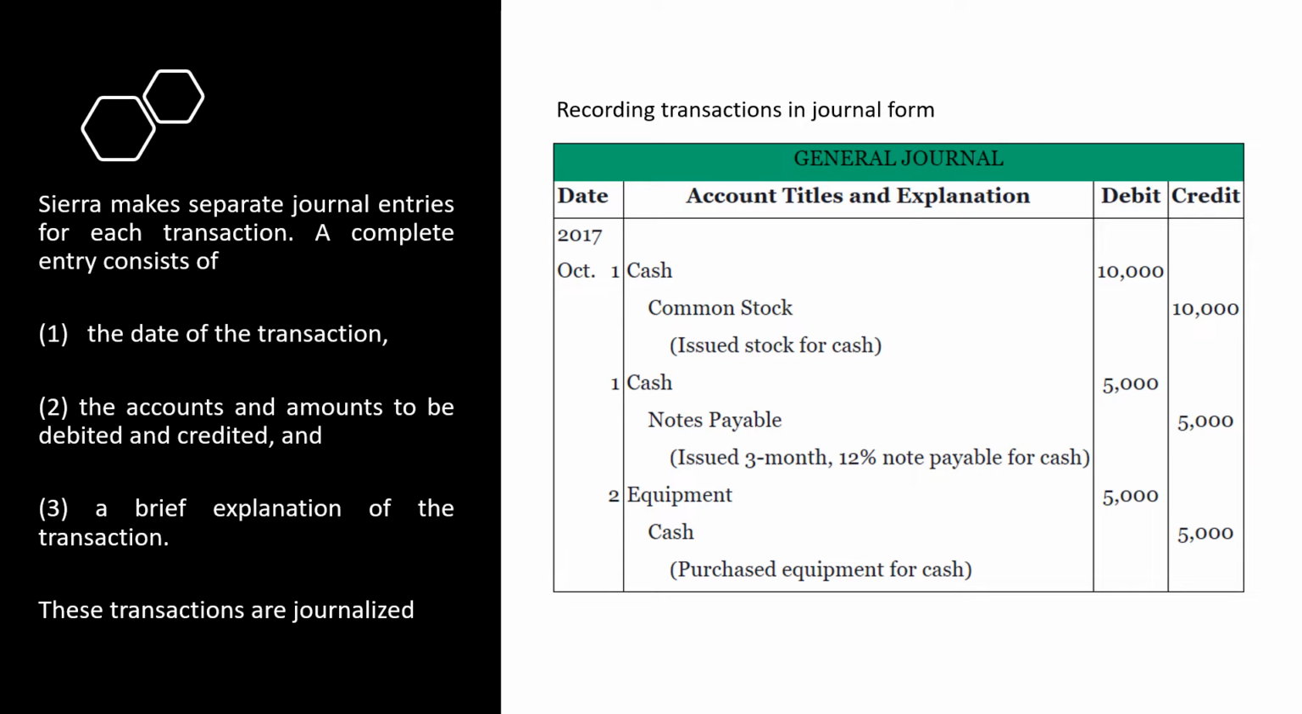Right, so you can see that right there. October 1st, cash, debit $10,000. Common stock, credit $10,000 for issue of stock, right? Then we've got cash and notes payable right there. And then we've got equipment and cash, right? So equipment $5,000, cash $5,000 credit, for purchase of equipment for cash, right?